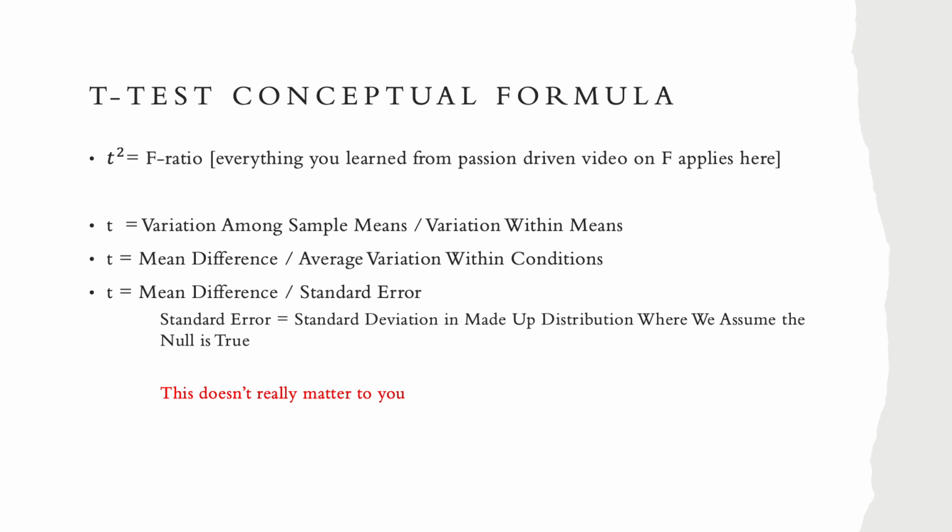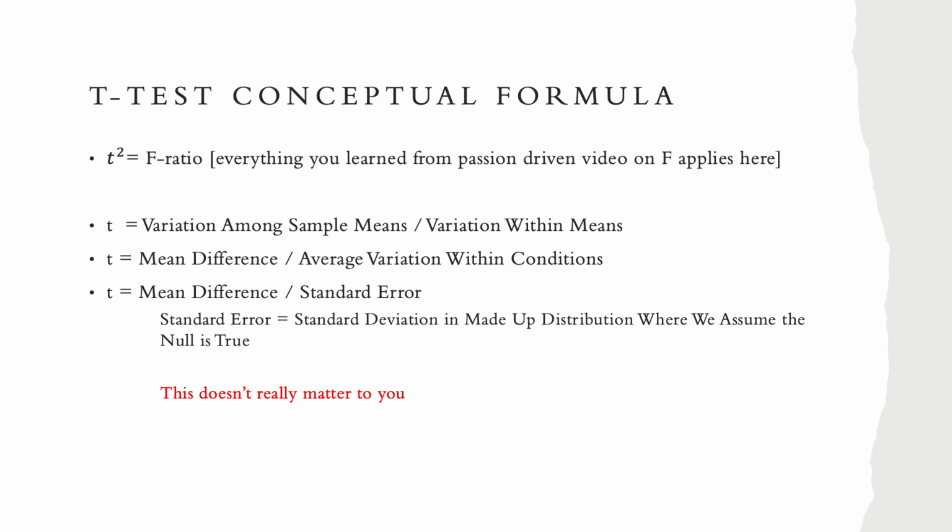So it's the variation among your sample means divided by your variation within your sample means. The actual formula is mean difference divided by average variation within your conditions, which is known as standard error. So your t statistic is calculated by taking your mean difference divided by your standard error. And while this doesn't really matter to you, your standard error is a standard deviation in the made-up distribution where we assume the null is true. So when someone's saying standard error, that is simply the standard deviation in that made-up distribution that we made ourselves.